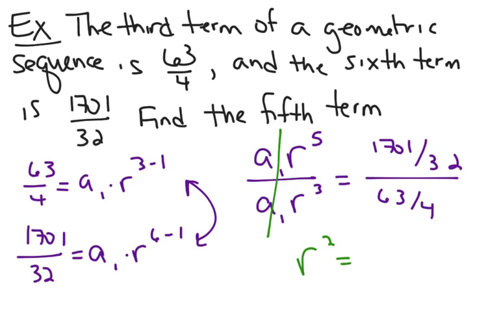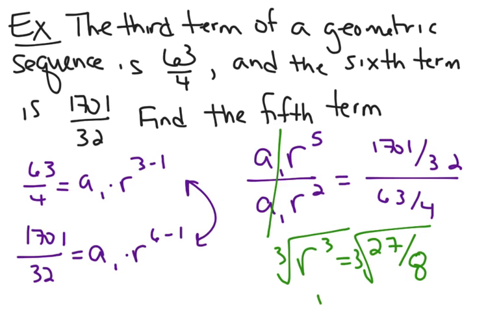Hold on, sorry about that, let's try that again. 3 minus 1 is 2 last time I checked. Alright, so let's go back to this. So r to the 5th over r to the 2nd is r to the 3rd, and that's going to equal what you get when you divide 1701 over 32 by 63 over 4, and you're going to get 27 over 8. To solve for r, you must take the cube root of both sides, and you're going to find out that r is 3 over 2.